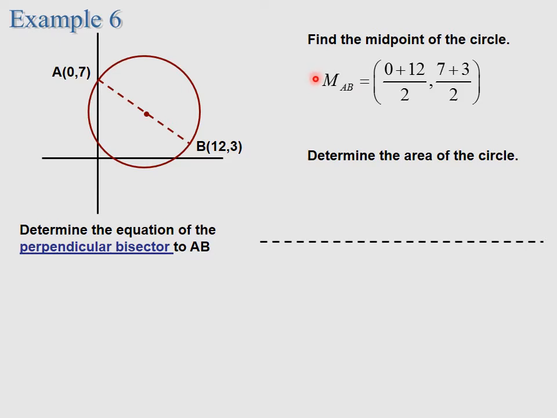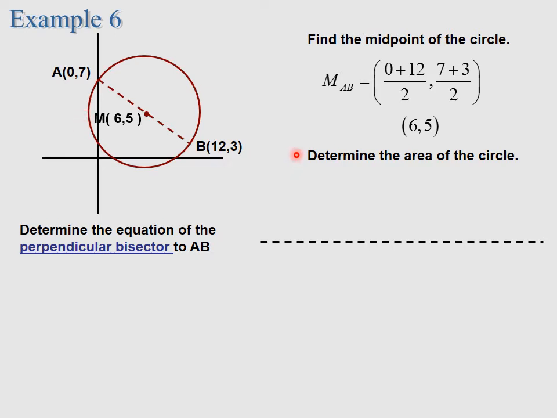And notice the notation that I use. We call it M for midpoint, but also we use a small letter AB to denote which line we're talking about, because you might be finding a lot of midpoints of several different lines. So we want to let people know what line we're talking about. So it's line AB, midpoint of line AB. So we're going to add our x's, which are 0 and 12, and we're going to add our y's, 7 plus 3. Dividing both by 2, we get a point of 6, 5. So let's label that point, our midpoint, 6, 5.